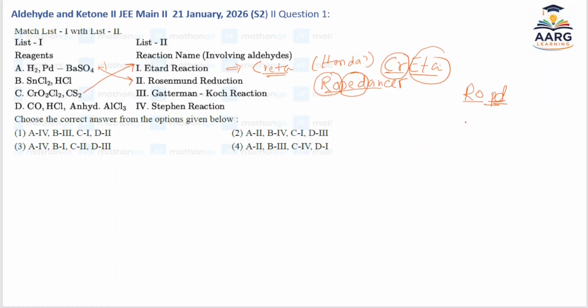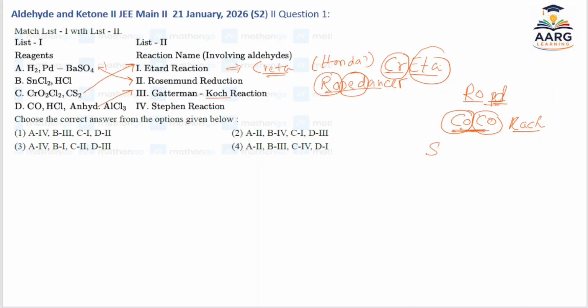Next is the Gatterman-Koch reaction. For Gatterman-Koch reaction, I write here cocoa reaction. Co means carbon monoxide and Co means Koch. So cocoa reaction. This is the trick that I remember. Koch reaction is related to carbon monoxide. So this is the reaction.